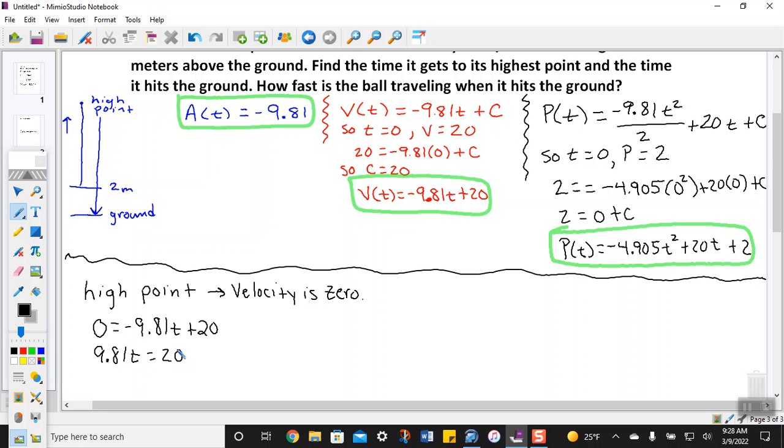Find the time it gets to its highest point. That's the first thing. 2.04 seconds. Okay, so that's the first part. We've done that.